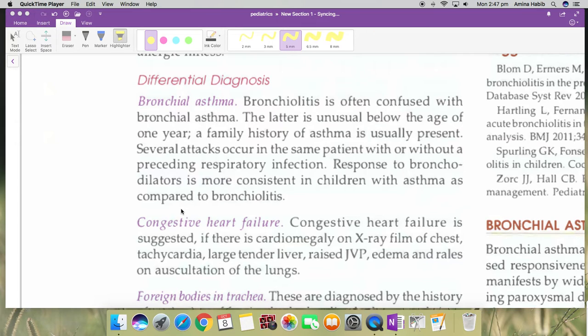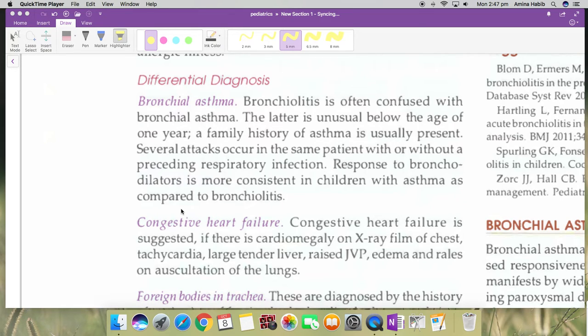Number two, there will be tachycardia, so the pulse rate will also be affected. Then in CHF there will be hepatomegaly, an enlarged liver, raised JVP, pedal edema, and again fine crepitations in the basal area. The third is foreign body. In case of foreign body, number one, most important is history. Number two, there will be a localized wheeze, and in the x-ray there will be signs of obstructive emphysema and collapse.